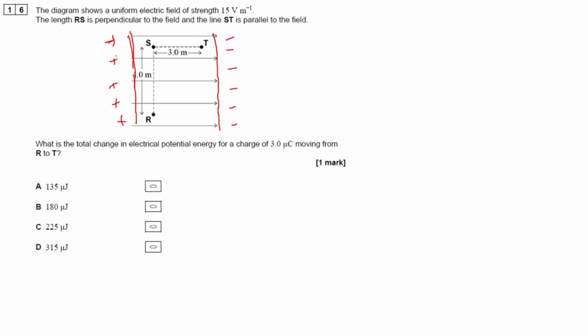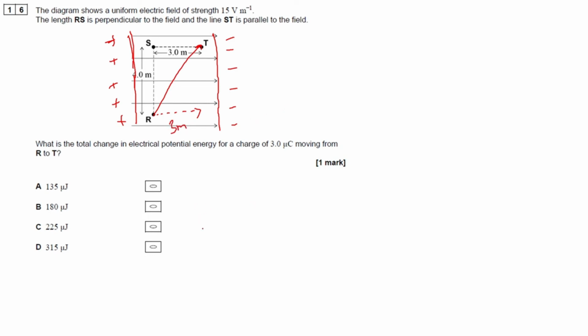If I want to move through the potential, I need to go in the direction that I see these arrows. That's moving through the potential, or forces required to move through that potential. In this question, we want to work out the total change in electrical potential energy for this charge to move from R to T, so moving in this direction. There is no change in potential perpendicular to this field, so I don't need to consider this 4 meters. The only displacement that's important in this calculation is the horizontal displacement along the direction of the field, and that's only 3 meters.